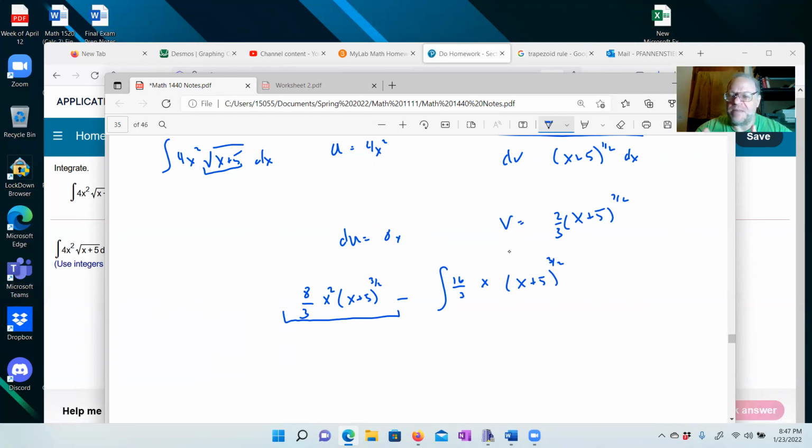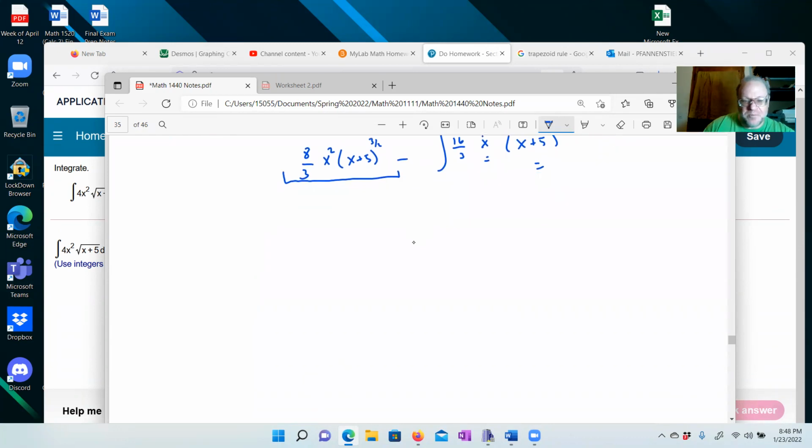Okay, but maybe you didn't see it. Guess what we have to do? We have a product, right? We have two functions times each other. I can't put this in there. So we're going to have to do integration by parts again. All right. So what I'm going to do is I'm going to put this aside.